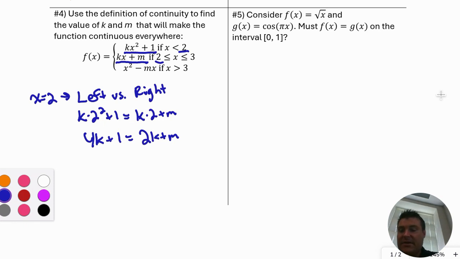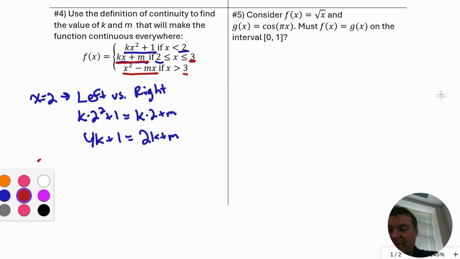And I'm kind of stuck right there. There's nothing else I can do. I just have one equation, 2 variables. I need to figure out another equation with the same 2 variables. And I can do that with 3. So at 3, I'm actually going to underline this now in red. I'm going to plug in a 3 in the top and the bottom there. The top piece versus the right piece.